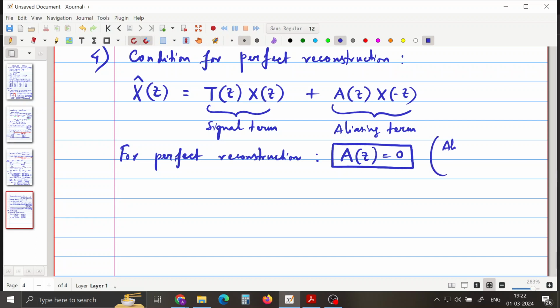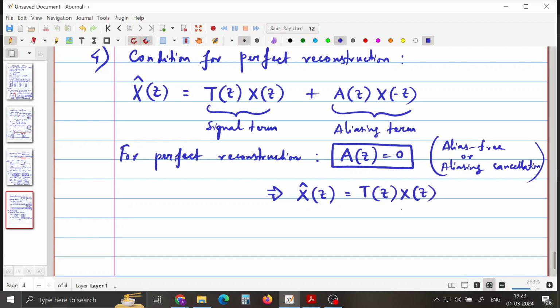So this is nothing but the alias free constraint, or aliasing cancellation constraint. Now if A of z becomes 0, then I basically have a simplified expression. So the second term basically vanishes. So what do I have? X hat of z is nothing but T of z times X of z.